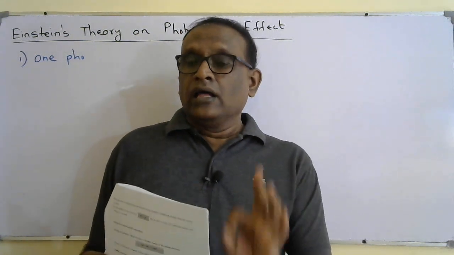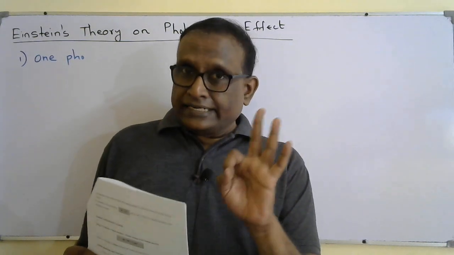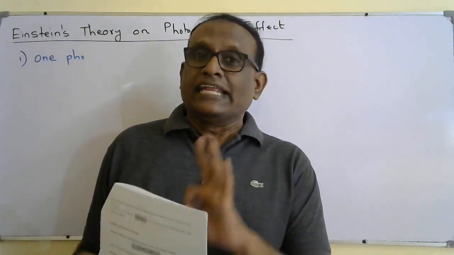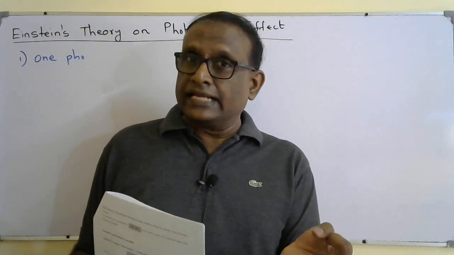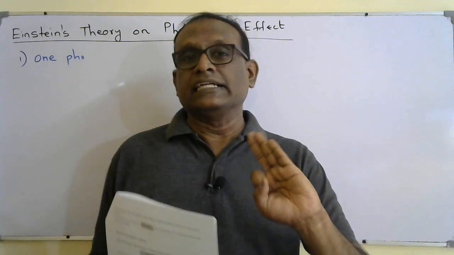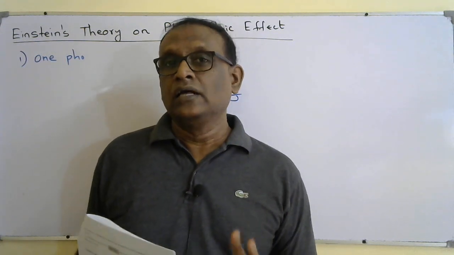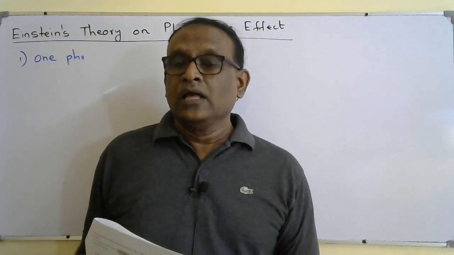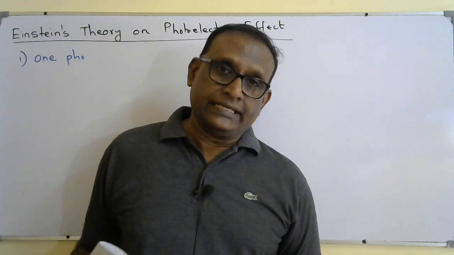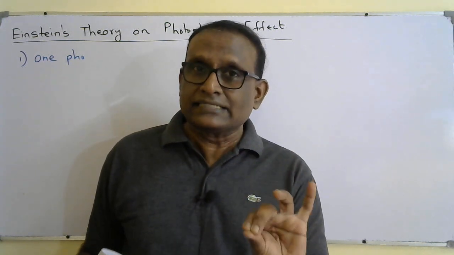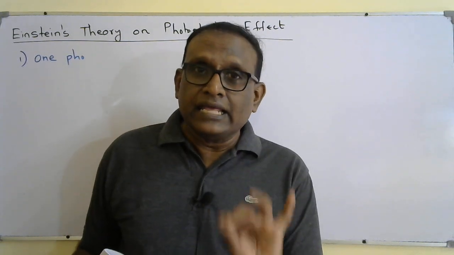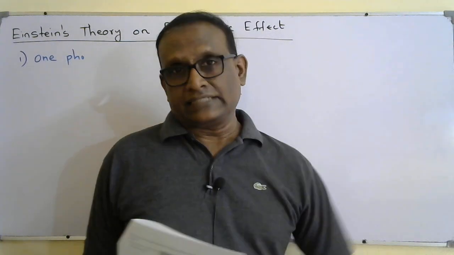Second, he said when a photon interacts with an electron, it never shares its energy. Either it will give all its energy to the electron, or it won't give any energy to the electron. Third, he said the photon behaves like a particle. That means when it interacts with the electron, without any delay, it will knock out the electron.